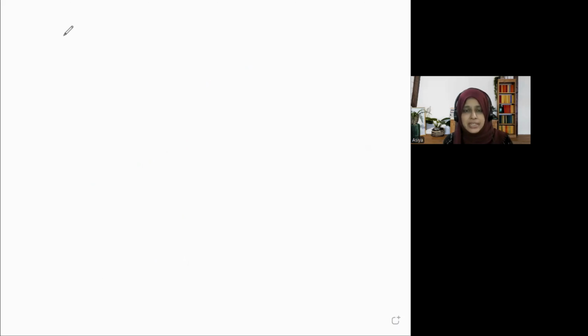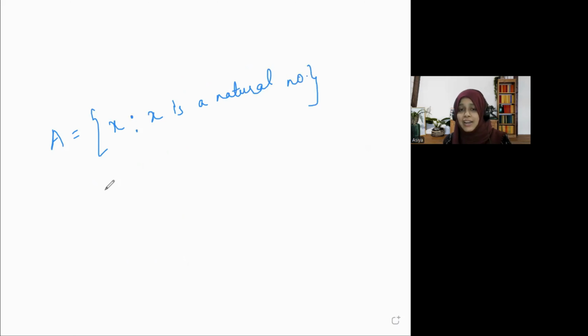Now, let us try representing my sets in set builder form. Okay. Now, A is equal to the set of all X such that X is a natural number. How many natural numbers do we have? I have infinite natural numbers. So again, this is an infinite set. Okay. And how do I represent it in roster form? 1, 2, 3, 4 and 3 dots. Yes, this is my set builder form. This is my roster form.